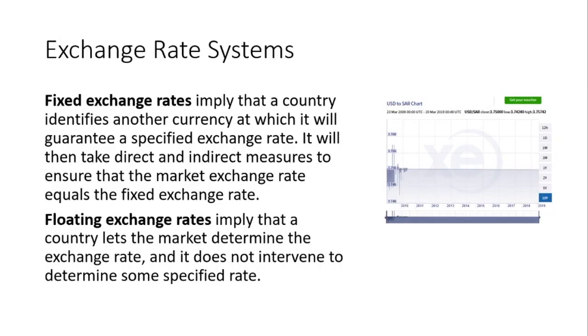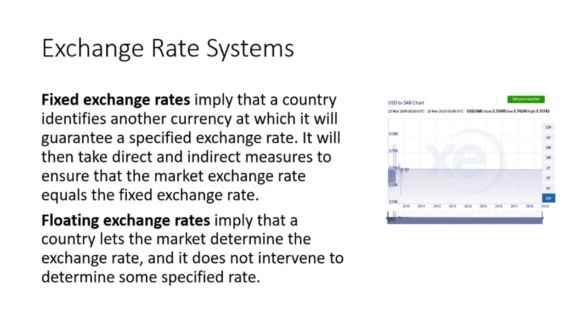The main distinction that we're going to want to look at with exchange rate systems is we either have fixed exchange rates or floating exchange rates. A fixed exchange rate implies that a country will identify another country at which it will guarantee a specified exchange rate. It will then take direct and indirect measures to ensure that the market exchange rate equals the fixed exchange rate. When you think about these different types of exchange rate systems, it's useful to have examples.